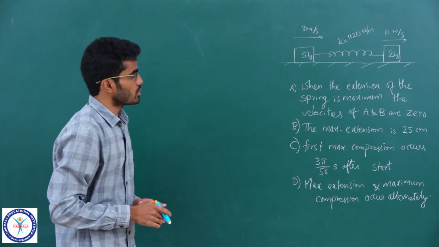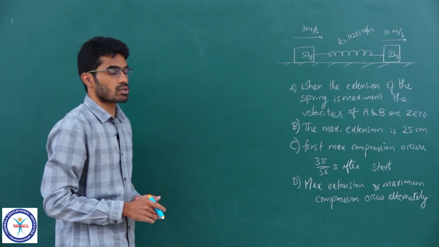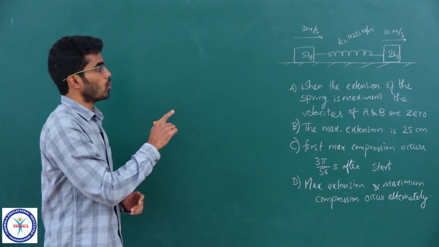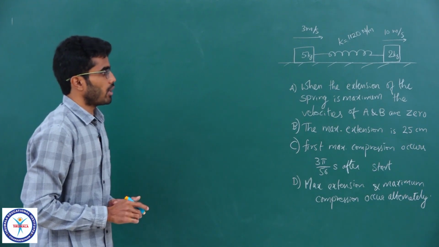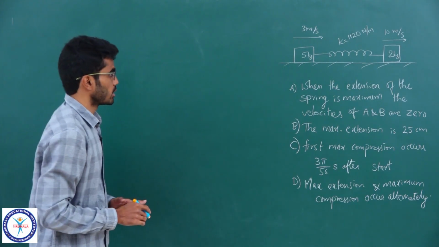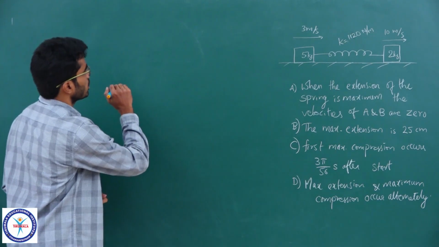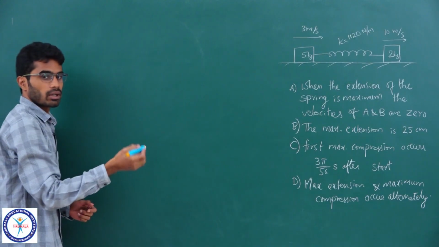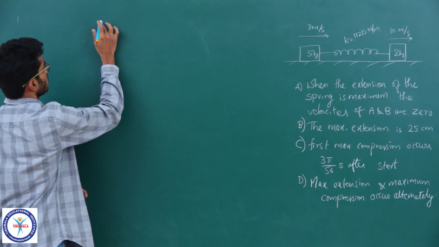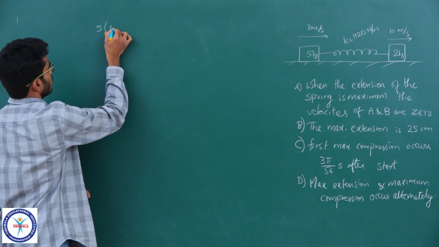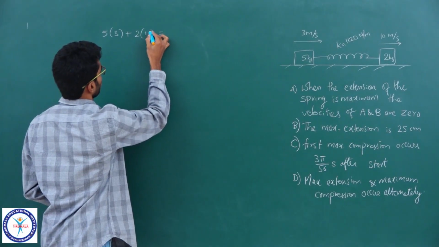Now, whenever the spring is having the maximum extension or maximum compression, both blocks will have the same velocity, but it might not be 0. Let us check that. By momentum conservation, we can conserve linear momentum here for the entire system. So, for the 5 kg block and the 2 kg block, 5 into 3 plus 2 into 10.